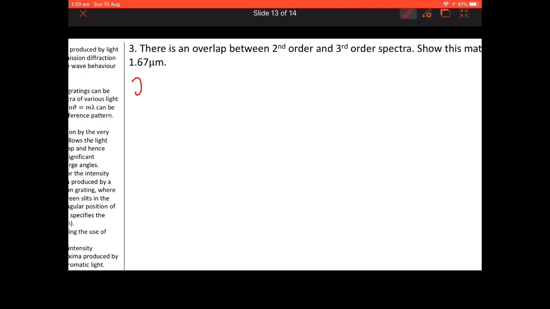So for the second order spectrum, the longest wavelength is going to be red, because red is 700 nanometers, and we calculated before that the angle of reinforcement for red wavelength is 57 degrees.